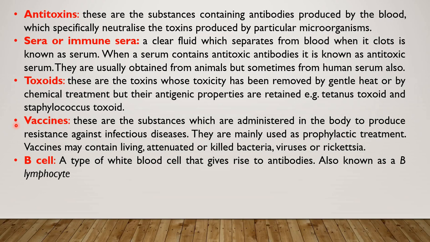Vaccines are the substances which are administered in the body to produce resistance against infections. They are mainly used as prophylactic treatment. Vaccines may contain living, attenuated, or killed bacteria, virus, and rickettsiae. B cells, a type of white blood cells that give rise to antibodies, are also known as B lymphocytes.